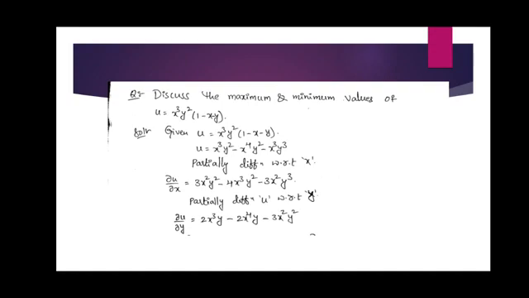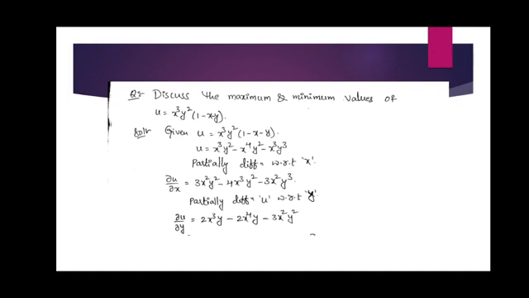Three cases arise here. The first case is AC minus B squared greater than 0. If AC minus B squared is greater than 0, then the function has extreme values. Extreme values means maxima or minima. Here A is either positive or negative, giving maxima or minima.